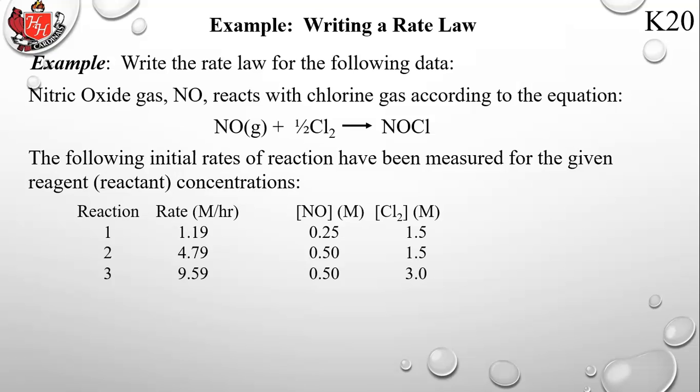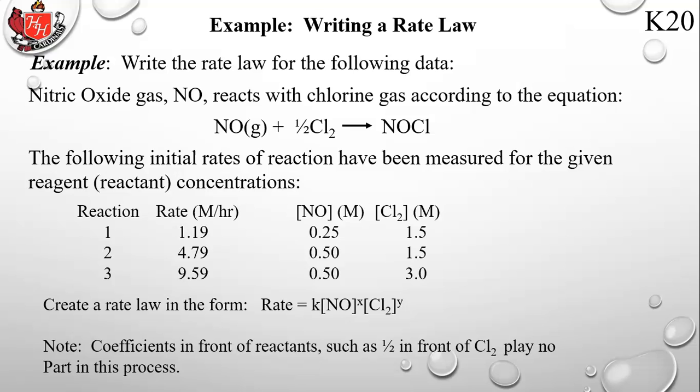Now you ran it a second time with different concentrations, 0.5 molar of NO and 1.5 molar of Cl. And you found that the rate under those concentrations was 4.79 molar per hour. That's the speed of the reaction. Finally, you did it with 0.5 molar of nitric oxide and 3 molar of chlorine gas, and you found that the rate was 9.59 molar. So using that data, you can derive an equation that will allow you to put in any concentration of NO and Cl2 and determine how fast the reaction will run with those concentrations.